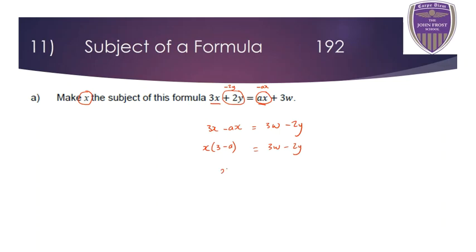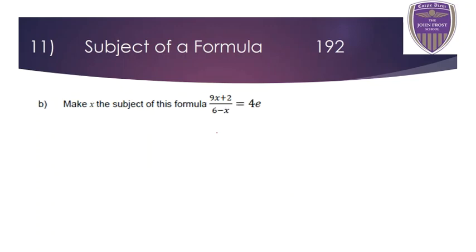And now to get x on its own, we just need to divide both sides by 3 minus a. So I've already got 3w take away 2y on the right-hand side, and I'm going to divide it by 3 minus a. And as you can see now, I've got x on its own. So now x is the subject, and this is the rearranged formula.